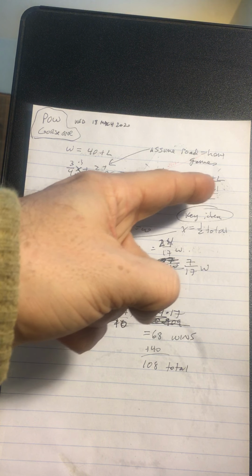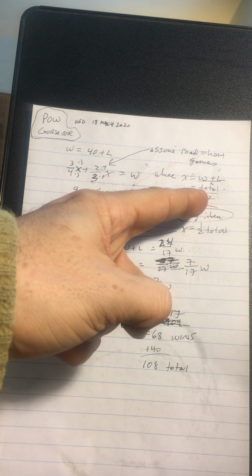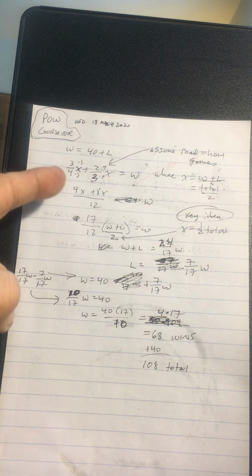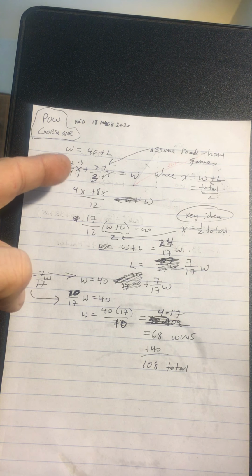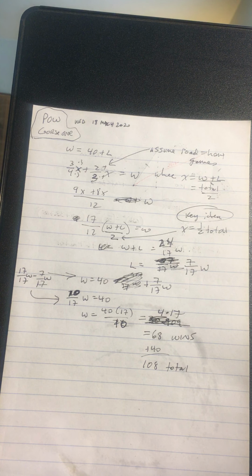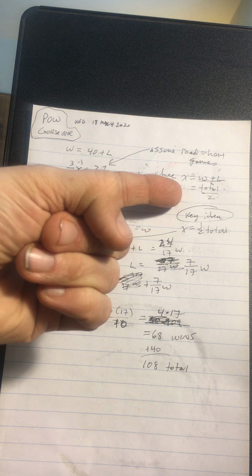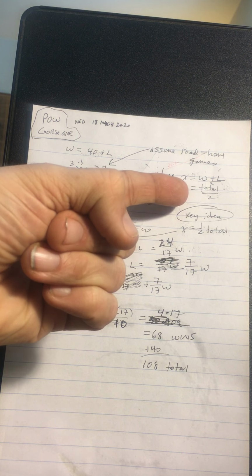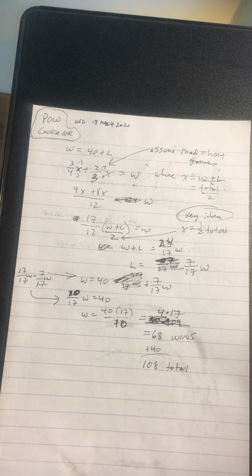And so the total games would be the wins plus losses, but since x represents just home or just road, x is half the total number of games. And so that's why W plus L divided by 2, the total divided by 2, is what x is.